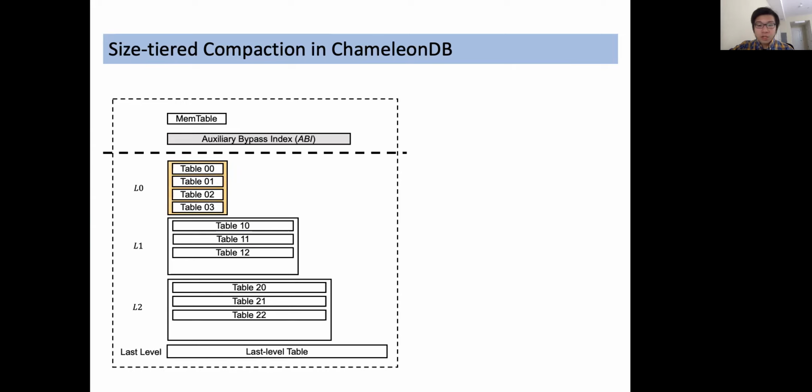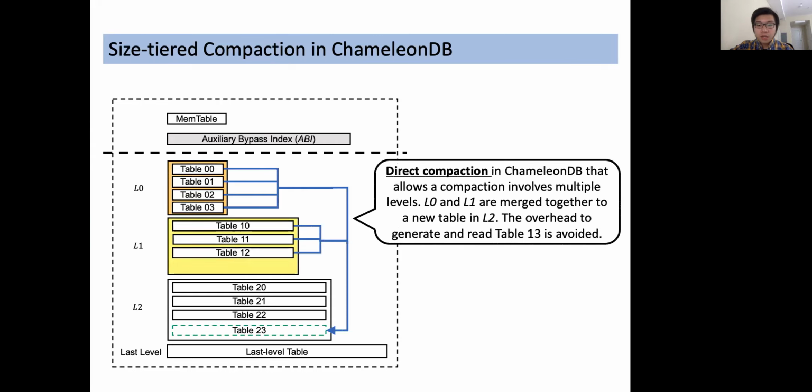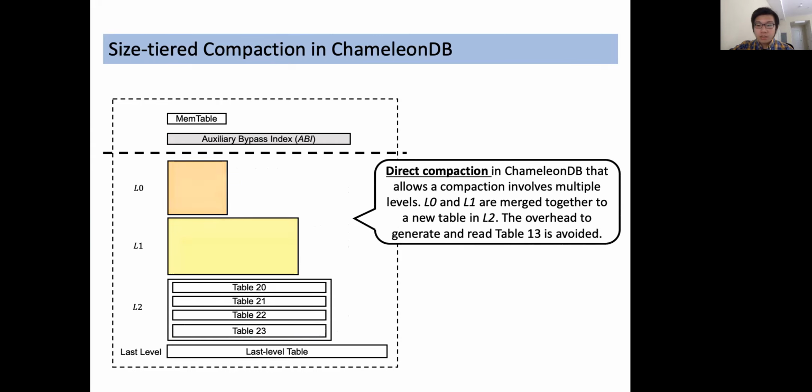In this situation, level 0 is full, and level 1 will be full when a compaction from level 0 to level 1 is complete. So a direct compaction from level 0 to level 2 will be triggered. All tables in level 0 and level 1 are merged together as a new table in level 2. By this scheme, the overhead to generate and read table 13 is avoided. Actually, this direct compaction will make level 2 become full, and a last level compaction will therefore be triggered. So next I'm going to explain the last level compaction of ChameleonDB.